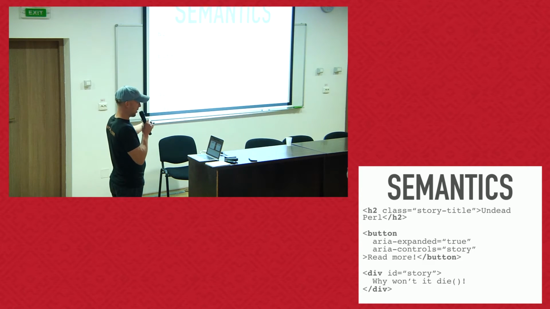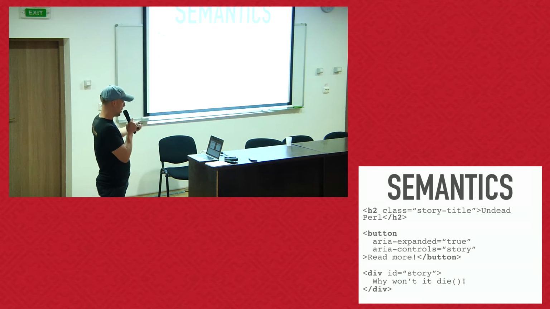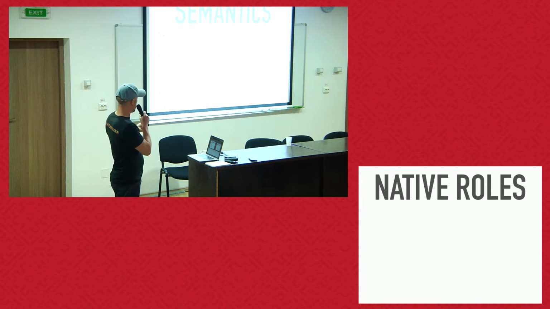aria-expanded, so something can expand is true, and it controls something called story. That's the ID of something else. And the button says "read more." We've all seen this. This is a bad example. Don't do "read more." And here's a div with "Why won't Pearl die?" And this ID, story, associates with the controls here. And basically you're saying to assistive technologies, this is how this DOM works together. There will be a lot more examples of this.